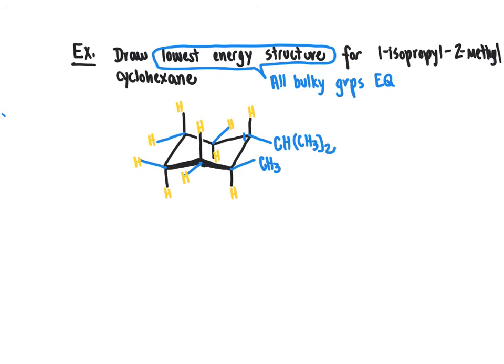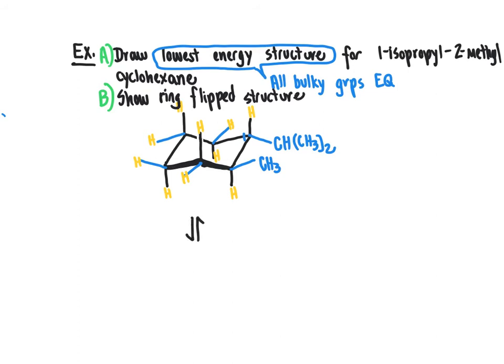So as a follow-up to this question, now that we've drawn the lowest energy possible conformer of 1-isopropyl 2-methylcyclohexane, the next thing that we need to do is a ring flip. So we're going to show the ring flipped structure of this molecule, and we'll go ahead and draw that down below here because we have a little more room.